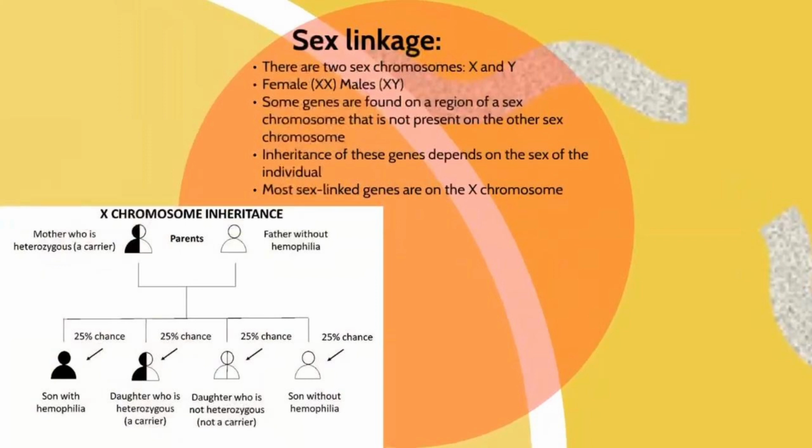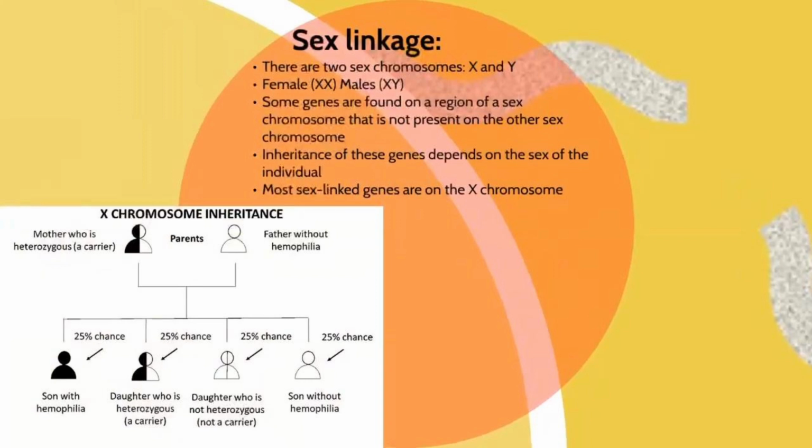In the case of hemophilia, the allele is recessive. So if you have a mother who is heterozygous, she would be a carrier. So she has one of the dominant alleles and one of the recessive alleles. As a female, you need two of the recessive alleles to actually have hemophilia.